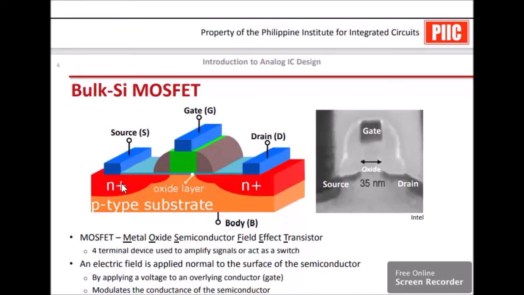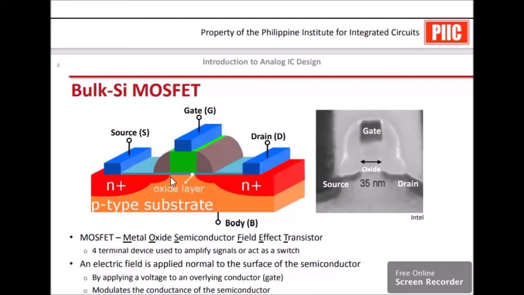Now, itong dalawang N-type material, they are separated by this P-type substrate. Okay, separated po yan. This is N-type, this is P-type. So basically, walang connection itong dalawa po. Kasi sabi, di ba, yung MOSFET is just like a switch. Para lang bagang merong connection, pwedeng magkaroon ng connection, your source to drain, pwede din namang wala. Depende po dito. Okay?